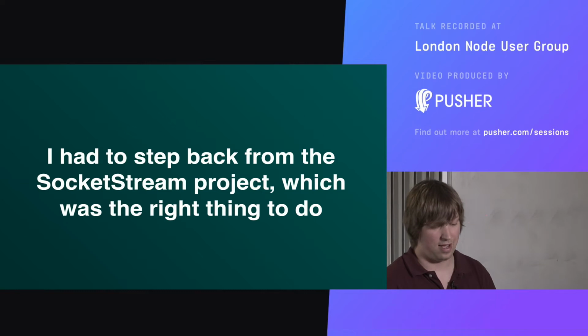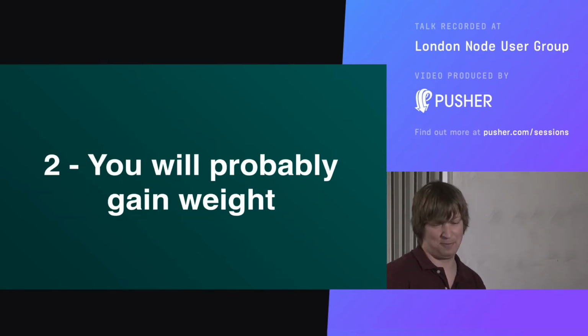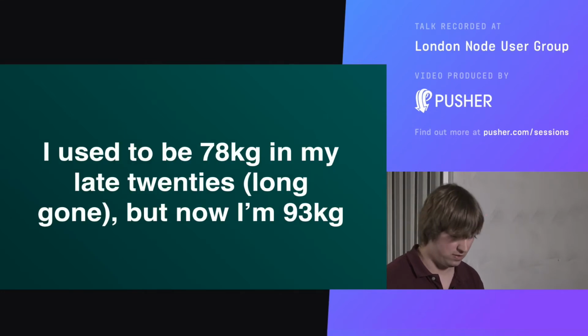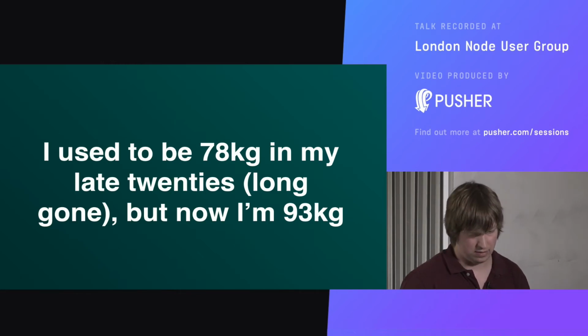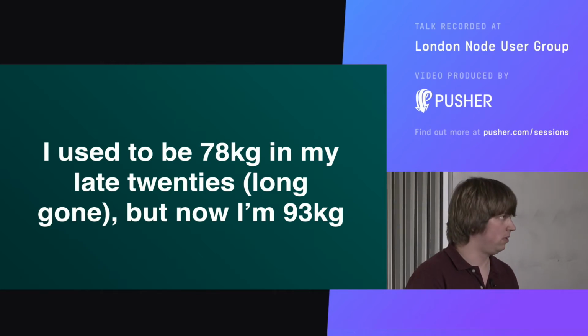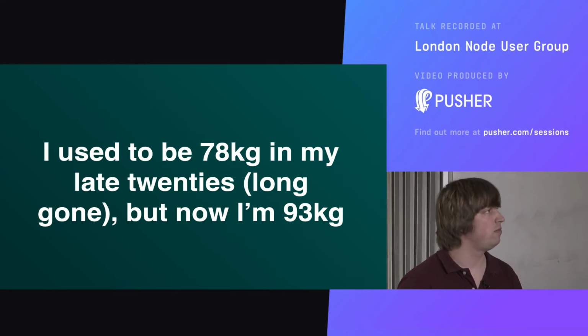And the second one, you will probably gain weight. Now, back in my late 20s, which was a long time ago, I'm actually 30 on Sunday, I used to be 78 kilos. I remember this. I went to the gym, the scale said you're 78 kilos. And then I went to the gym last week and it said you're 93 kilos. Now, I hope that the machine's wrong, but it might not be. It might be the actual case.